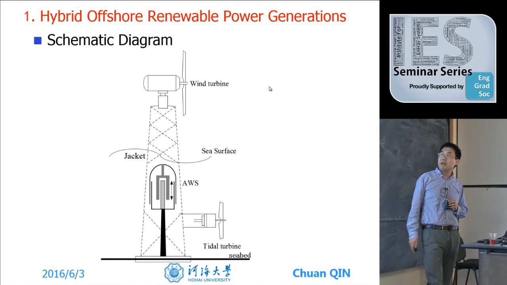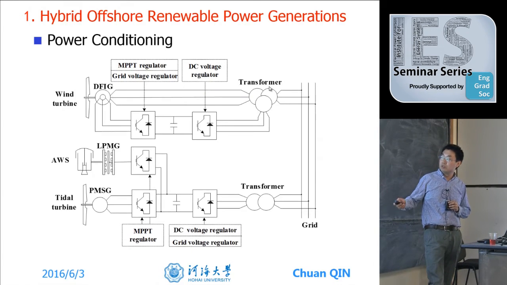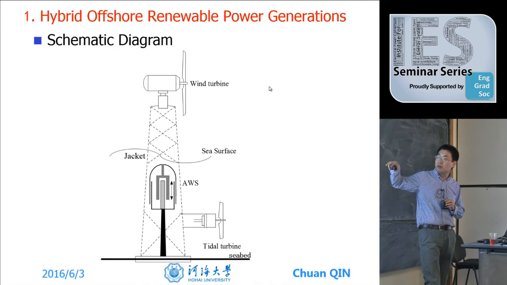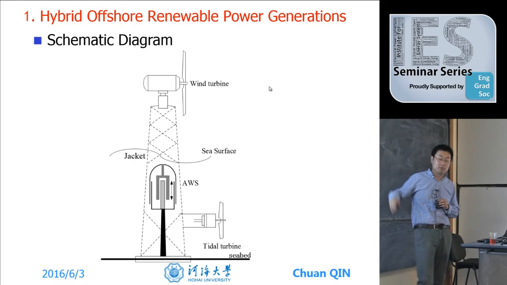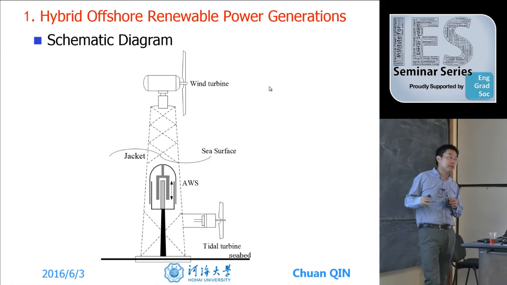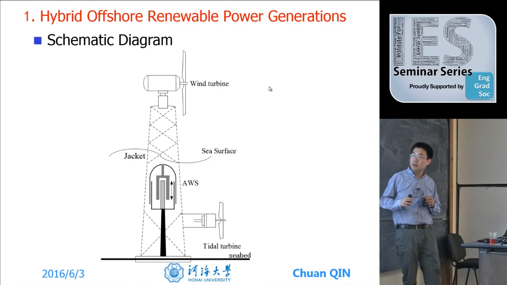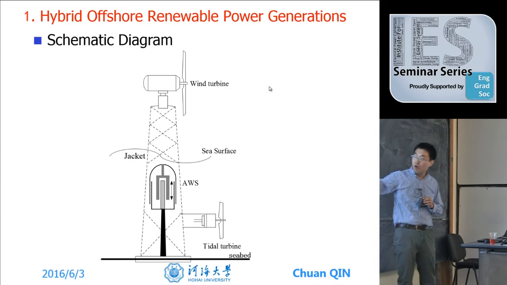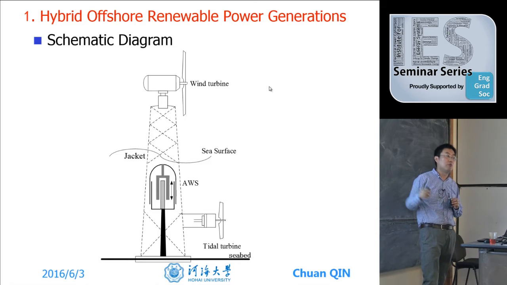This is the schematic diagram of the hybrid renewable generation system. The hybrid system contains wind turbine and wave energy and tidal energy conversion systems. The hybrid system is proposed to improve the utilization of the offshore renewable energy and to reduce the cost, because there is only one structure mounted with three kinds of offshore renewable power generations.